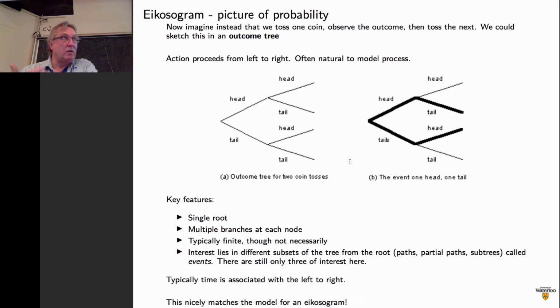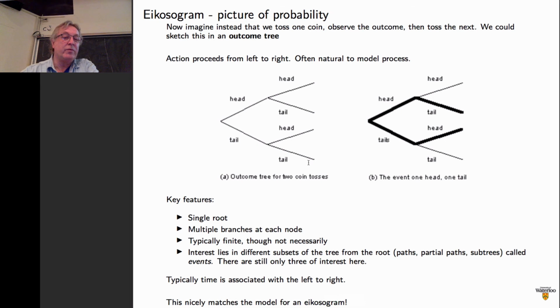If I think about, I get one head, one tail, that corresponds to a subset here. I can get a head on the first coin and a tail on the second, or a tail on the first coin and a head on the second. So the event of one head, one tail is that subtree. Okay?